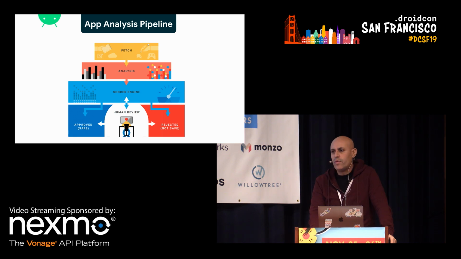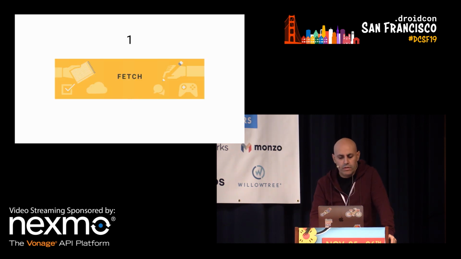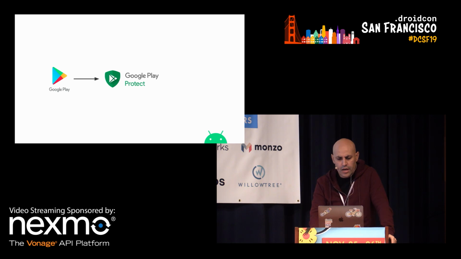And finally, the human review part. When we cannot automate the detection or the detection is not sufficiently strong, then we want to rely on human expertise to determine whether or not we think that the application is malicious or not. So let me talk about each of them in particular. Step number one, this is the source of applications, APKs, to Google Play Protect.